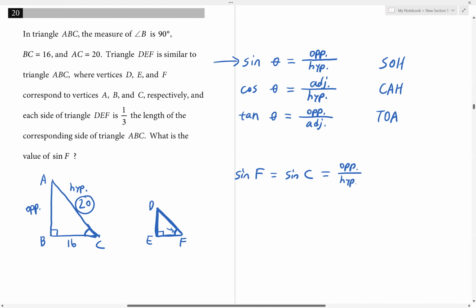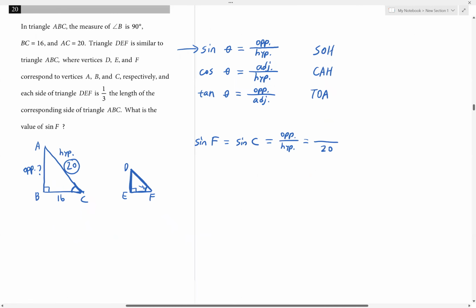And we already know that the hypotenuse is 20. But we do have to figure out what the opposite side is. Right now, we don't have that. Okay, so to solve for the opposite side, recognize triangle ABC is a right triangle. We can use the Pythagorean theorem to solve for the missing side. That's a squared plus b squared equals c squared.